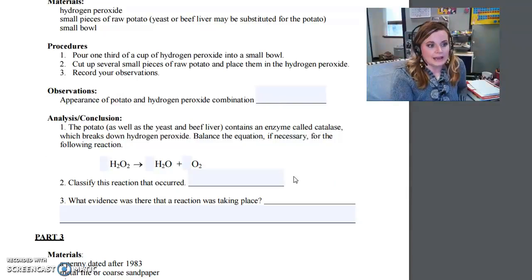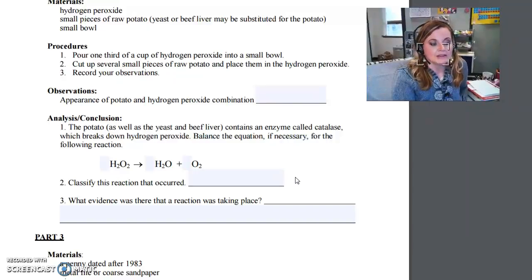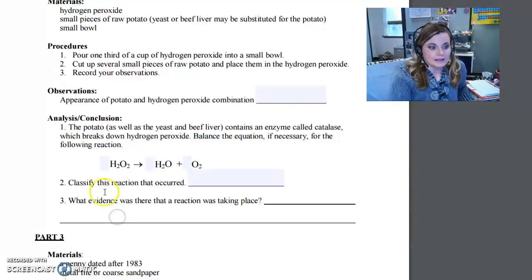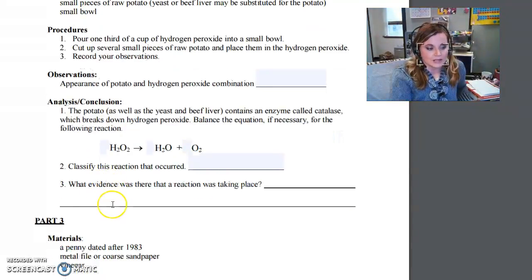Here you're going to be looking at how the potato reacts, how the potato changes the reaction of the hydrogen peroxide. So hydrogen peroxide naturally changes into water and oxygen. What type of chemical reaction is that? That's for you to find out. You need to balance that chemical equation. Remember, you can type right in the boxes here. And tell me again, is this going to be a decomposition, synthesis, a single or double displacement reaction, or a combustion reaction? And finally, what was the evidence that there was a reaction that took place?